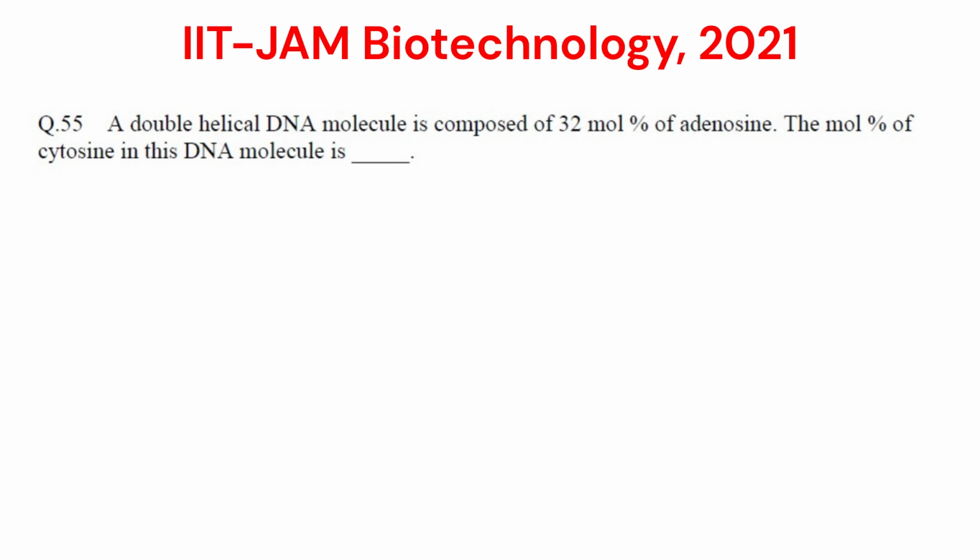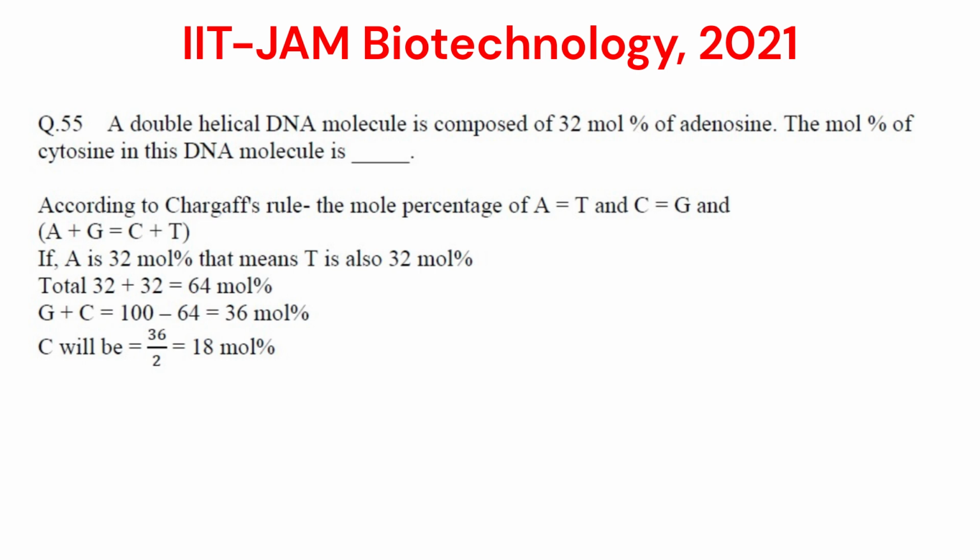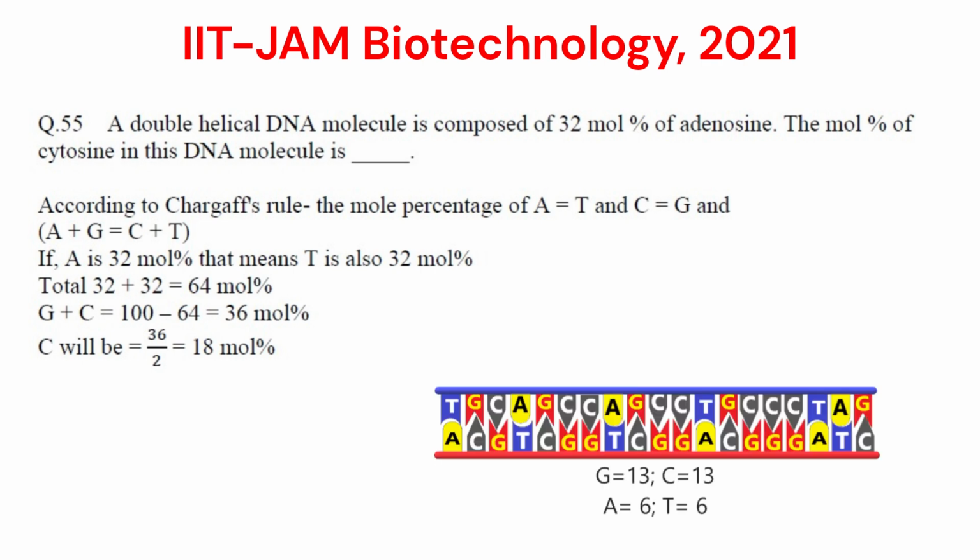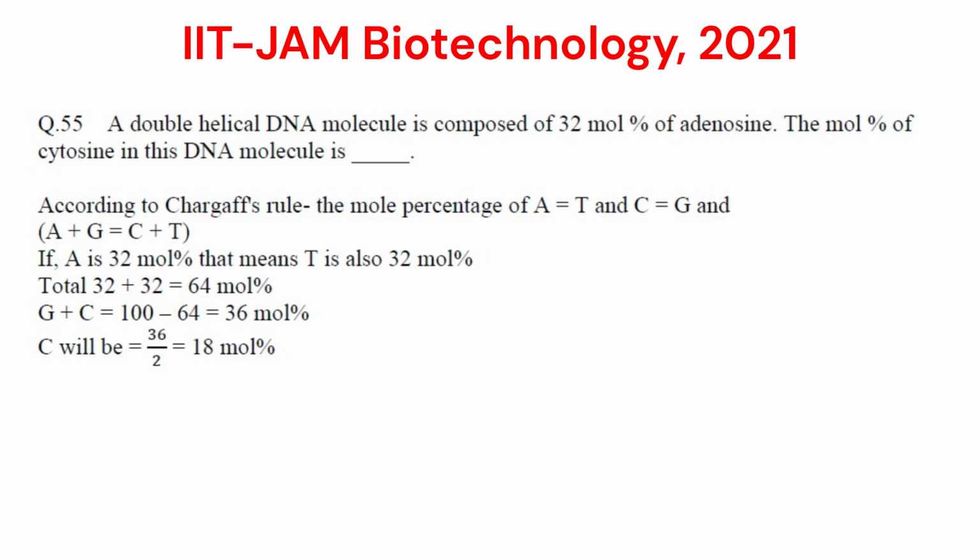A double helical DNA molecule is composed of 32 mole percentage of adenine. You have to calculate the mole percentage of cytosine in this DNA molecule. We will use Chargaff's rule to calculate the percentage of all 4 nucleotides. If A is 32 mole percentage, that means thymine is also 32 mole percentage. The total is 64, and out of 100, 36 is G plus C, so cytosine will be 18 mole percentage.